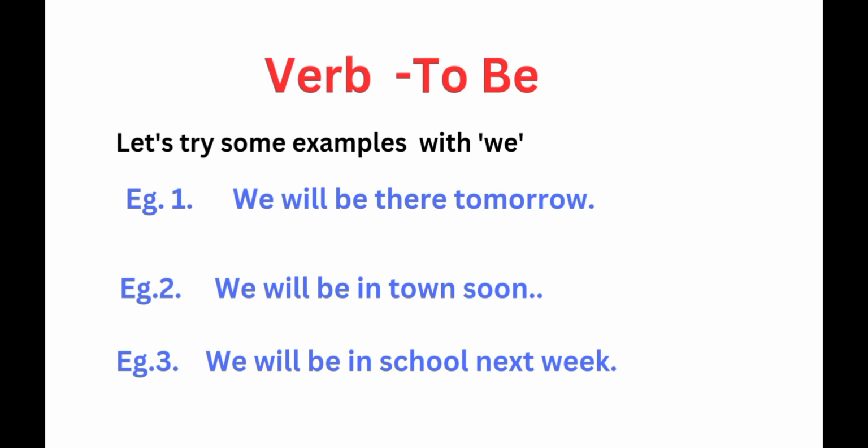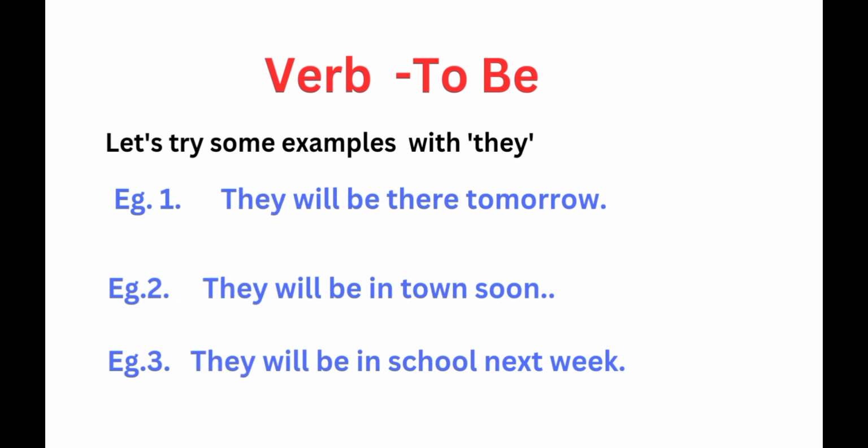Now we move on to we. Example one, we will be there tomorrow. Example two, we'll be there soon. We have example three, we will be in school next week. I repeat, we'll be there tomorrow. We'll be in town soon. We'll be in school next week. So these are examples of we.